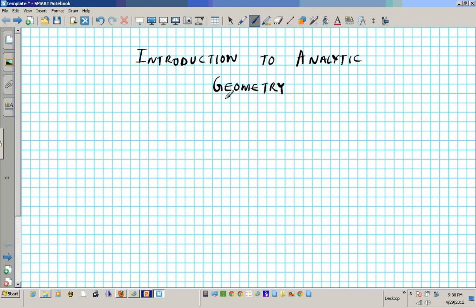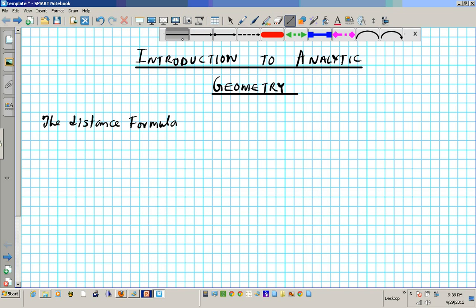Actually, the first tool we need in order to start analyzing geometric objects represented by coordinates. And the first and most important tool we're going to learn is the whole idea of computing distance. Okay, so we're going to start by writing down what the distance formula is. The distance formula. All right, so what is the distance formula? Let's write down what it is.